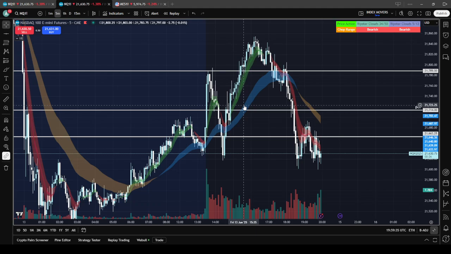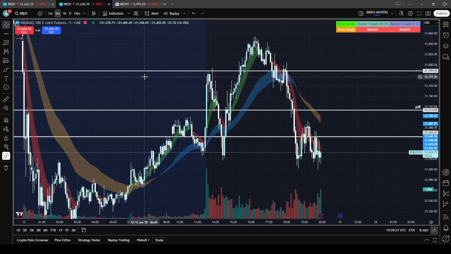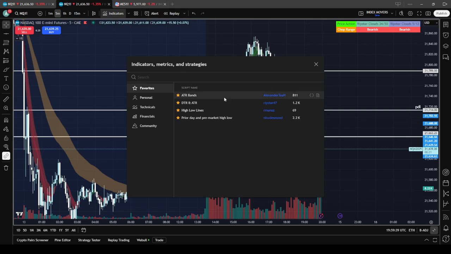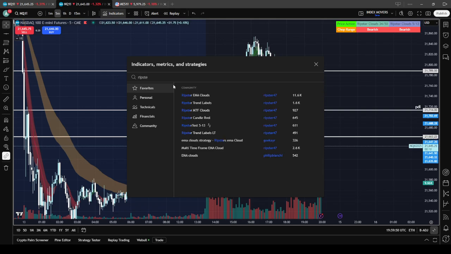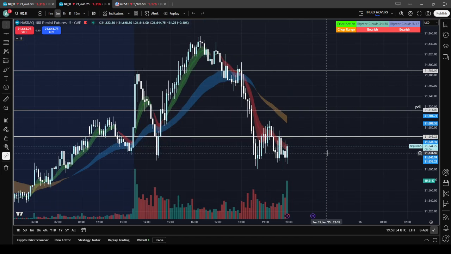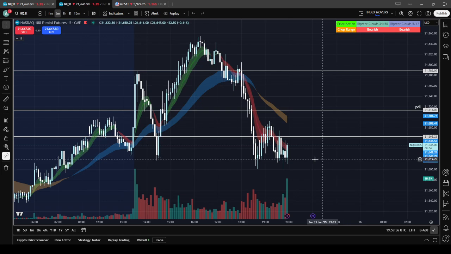Now, we're going to go over the EMA clouds. I use the EMA clouds by Ripster. They're all together, they're all programmed. What you're going to do is you're going to go on to TradingView. You're going to look up Ripster. You're going to add EMA clouds and the trend label. So, the EMA clouds and the trend label.